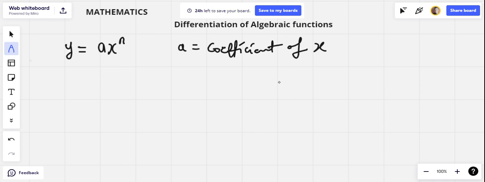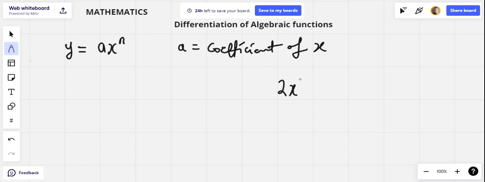Coefficient of x. Coefficient means the number that is attached to the variable, or the number in front of the variable. Take for instance, if you have 2x, the 2 here is the coefficient of x, the number attached to the variable x, while x here is the variable. The reason we call it a variable, or unknown, is that it is a letter used to represent an unknown value. So it can take any number of values. That's why we call it a variable. It can vary. It can take any number, 2, 3, 4, 5. It's not constant. Here a is the coefficient of x, and here is the power of x.